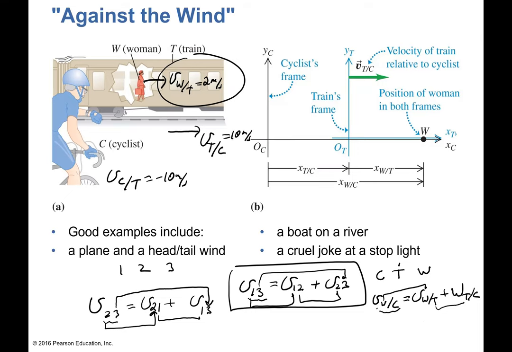That means the velocity of the woman relative to the cyclist is equal to the velocity of the woman relative to the train plus the velocity of the train relative to the cyclist. So what we get is this: the velocity of the woman relative to the train, 2 meters per second. The velocity of the train relative to the cyclist is 10 meters per second. So the total here is 12 meters per second. That means the woman is moving relative to the cyclist at 12 meters per second. All right, so that's it for this chapter.